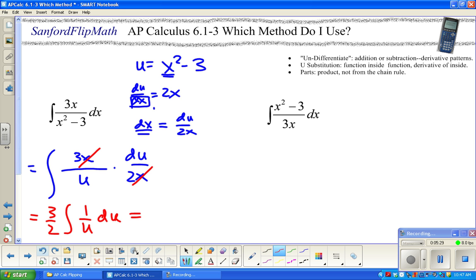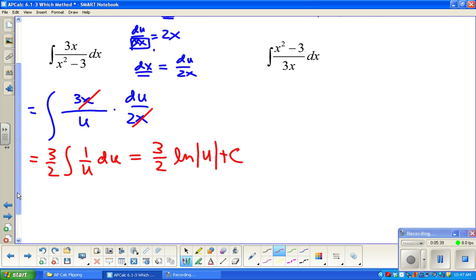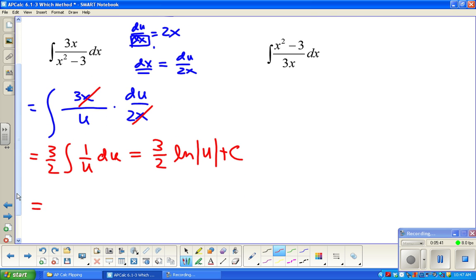So all of this ends up being 3/2 natural log of u plus c. And one more thing: since I don't have limits of integration, since this is an indefinite integral, or just a straight up antiderivative, I'm going to go ahead and replace the u back with whatever the u was.